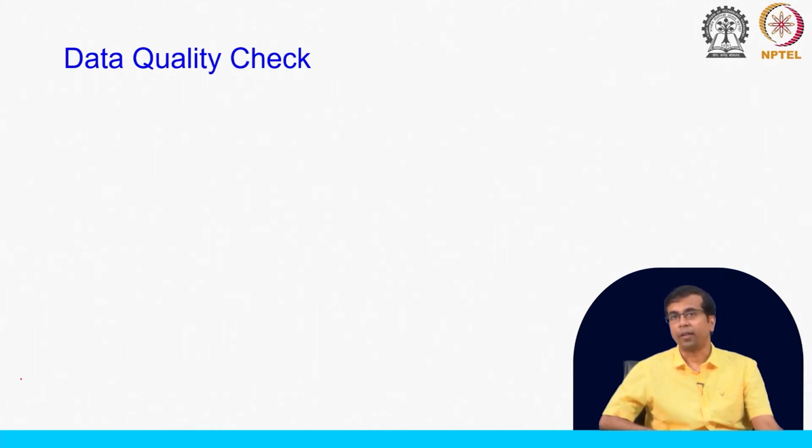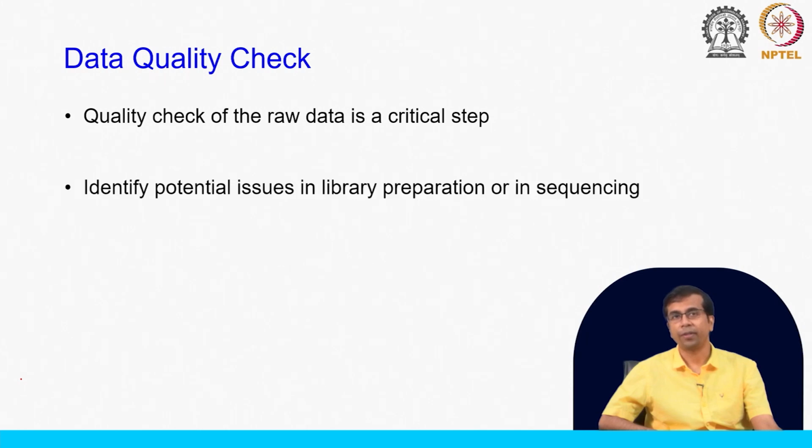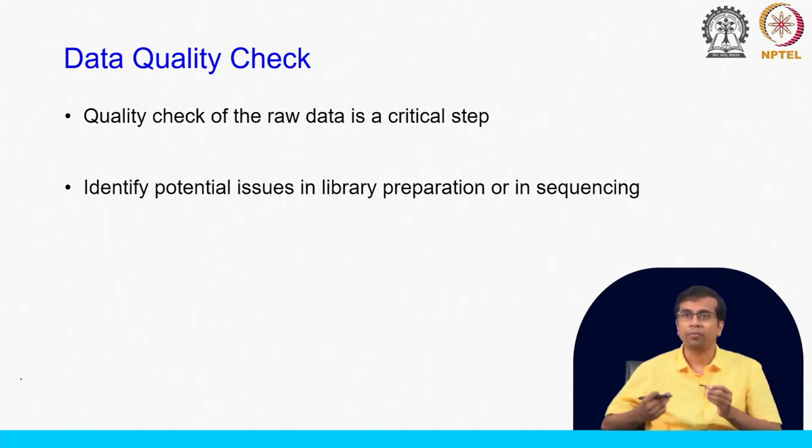We will talk about this data quality control or quality check in much more detail. This is a critical step, we do it for the raw data that comes out of the sequencer, and this can help us identify some potential issues in library preparation or in sequencing. As much as you try to do your library preparation well, there could be some factors that could affect library preparation, and those might not be visible when you are doing the library QC or sample QC. Only when you do the sequencing and the data QC, they turn up. So, this is a key issue that we have to address.